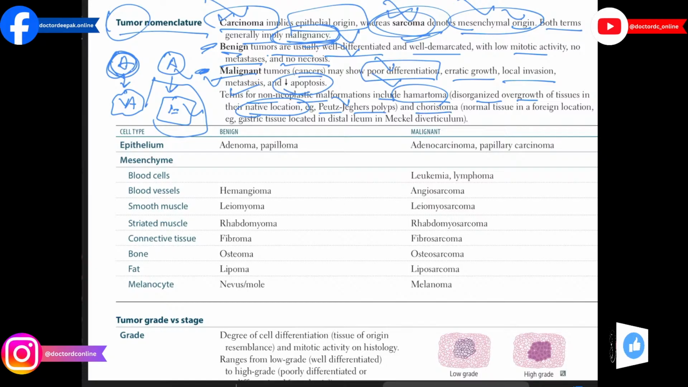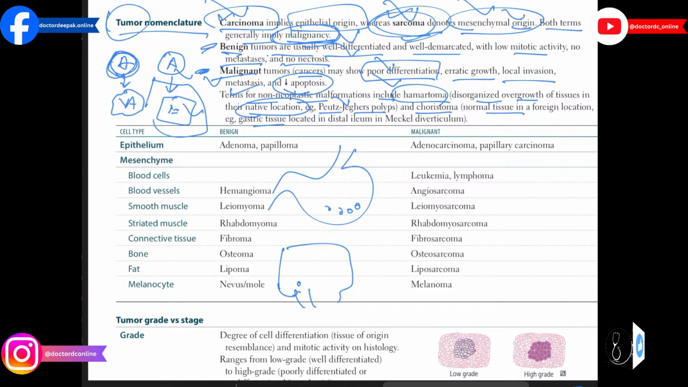One more term is choristoma. Choristoma is normal tissue in a foreign location, like gastric tissue. Taking one example, gastric tissue is present in the stomach, which is its native location where it is normally present. If the gastric cells overgrow in their own location, it is a hamartoma. But if gastric cells grow in the ileum, an abnormal place, not their own, then it becomes a choristoma.